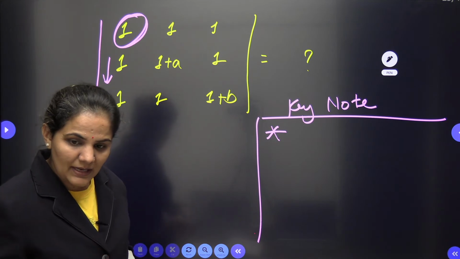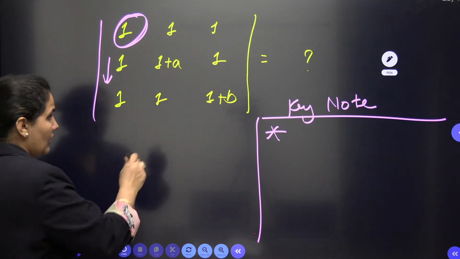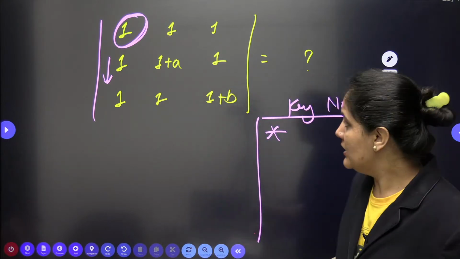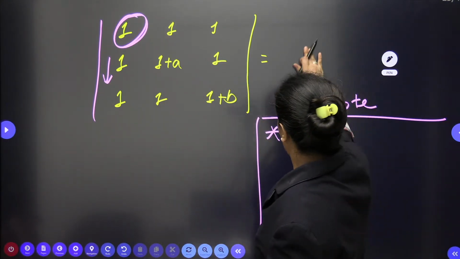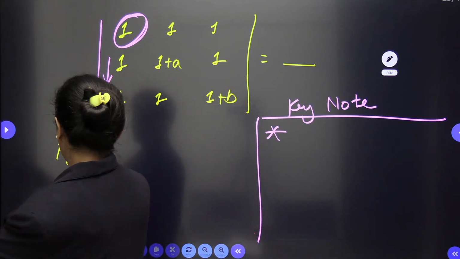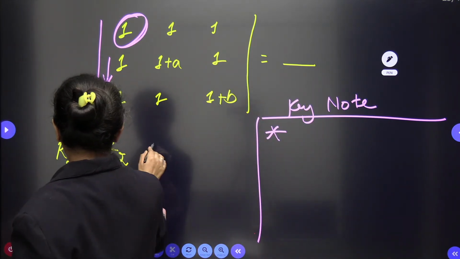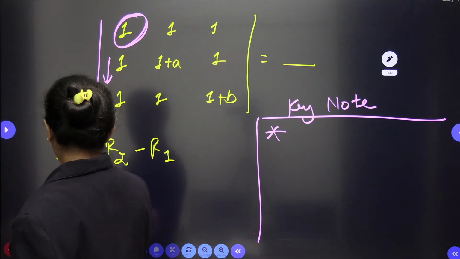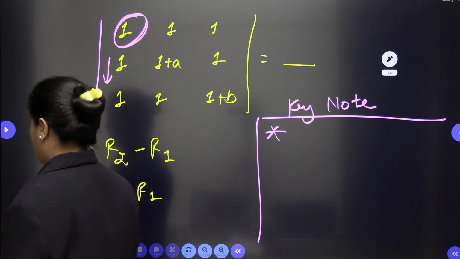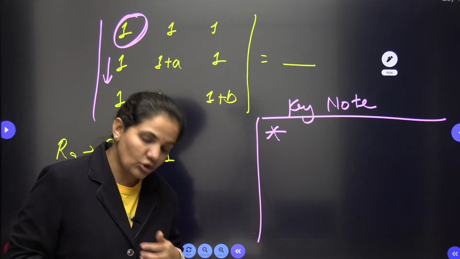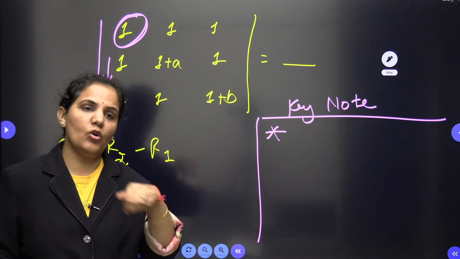So here this is my approach. I am going to solve this with the help of this simple pattern only. I am going to use row transformations. In this question, in place of the second row, I will go with R2 minus R1. In place of the third row, I will go with R3 minus R1. If you apply this, it will automatically give you the hint for what is next.